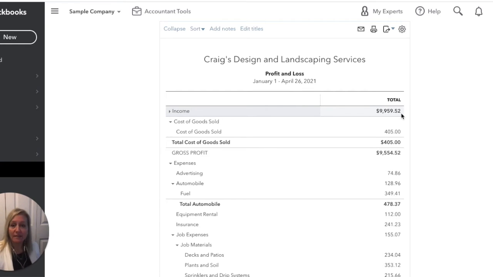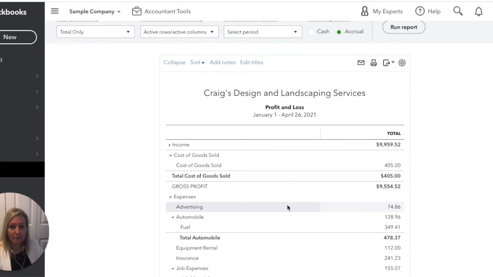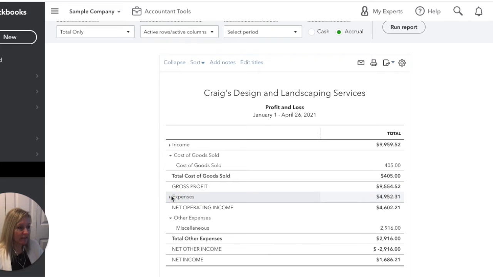And the way that we can tell the difference between those two is if we go to our balance sheet and we look at the accounts receivable balance, we can see that as of that 9,000, whatever it was, dollars, we're still owed $5,281.